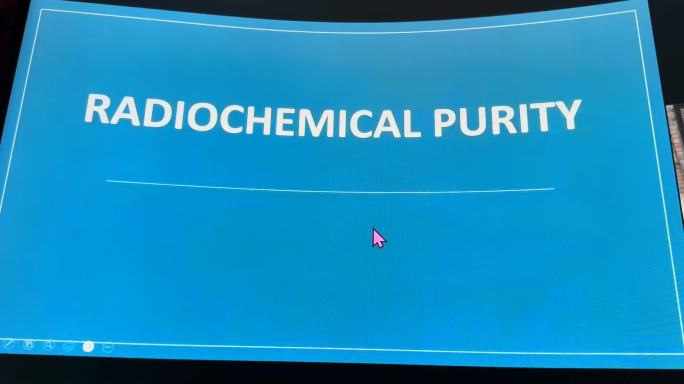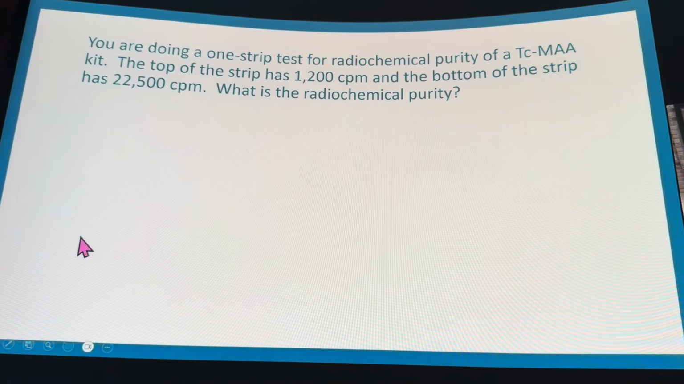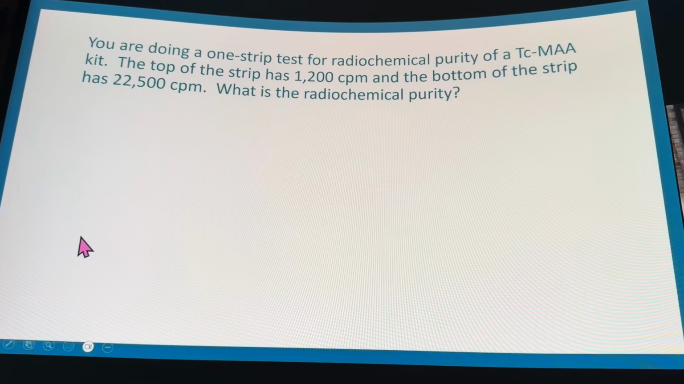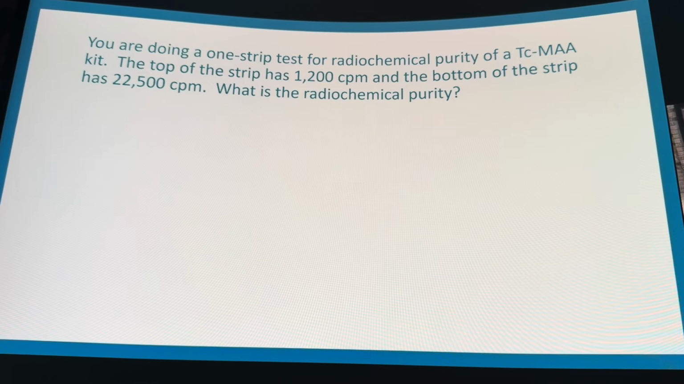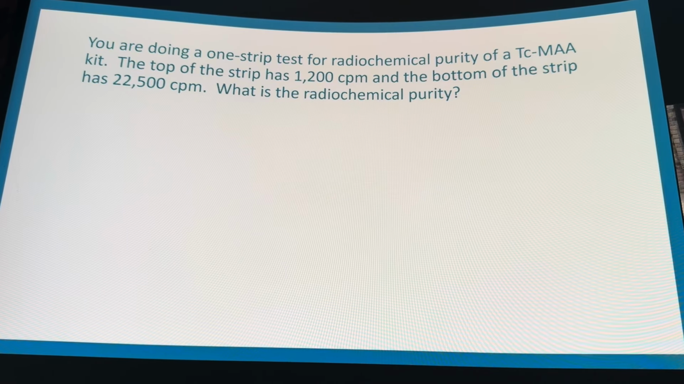All right, radiochemical purity. What are we doing with radiochemical purity? We want to know how much hydrolyzed reduced we have or how much free tech we have. I always recommend finding the percent impurity because if you do a two-strip test, you have to find the percent impurity. So you might as well always find the percent impurity. So we're going to do a one-strip test. And in our one-strip test, we want to know the radiochemical purity of Tech MAA.